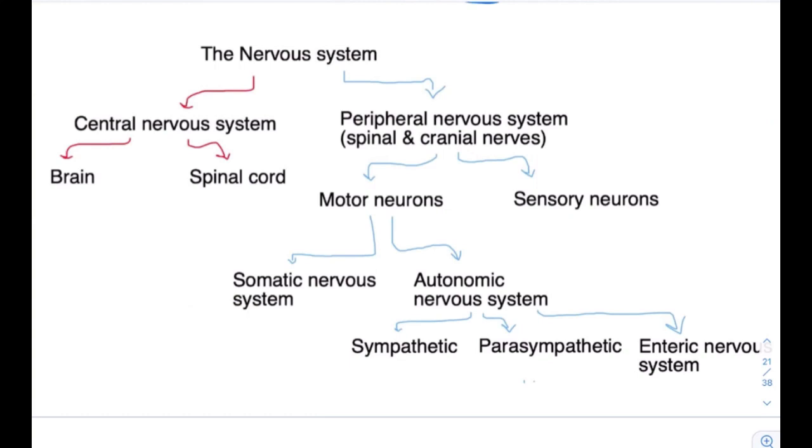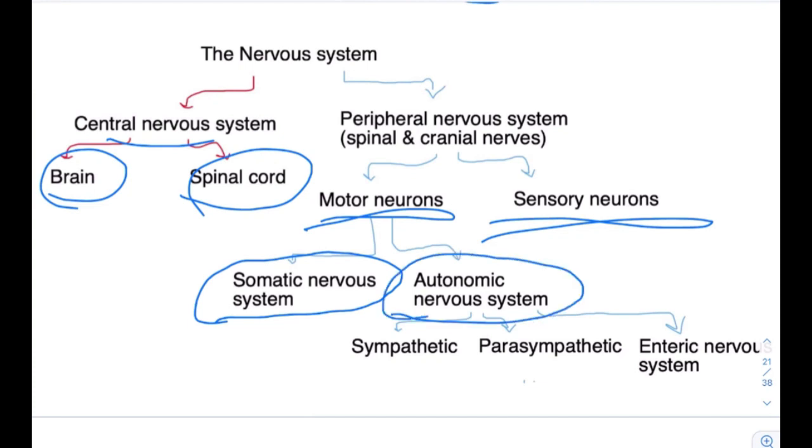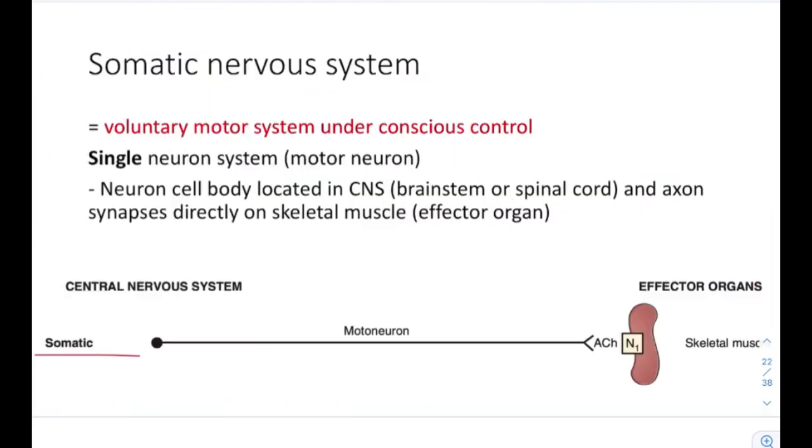Okay, let's talk about the organization of the nervous system. So we have the central nervous system, brain and the spinal cord. And then we have the peripheral nervous system. We have motor neurons and sensory neurons. So on the motor side, we have a few systems like the somatic nervous system and the autonomic nervous system. And the autonomic nervous system has 3 divisions: the sympathetic division, the parasympathetic division, and the enteric nervous system. And we'll talk about it in the upcoming slides.